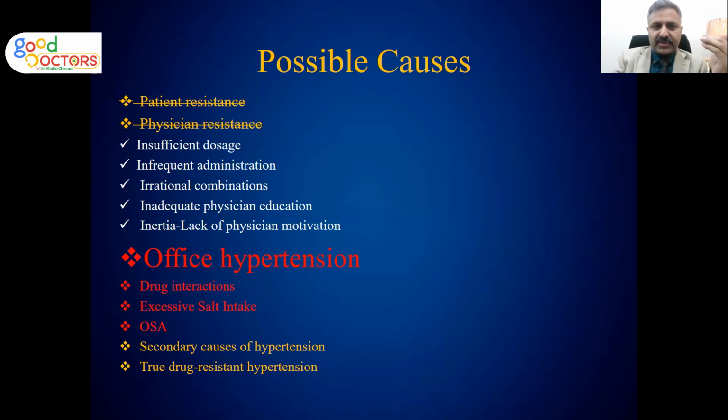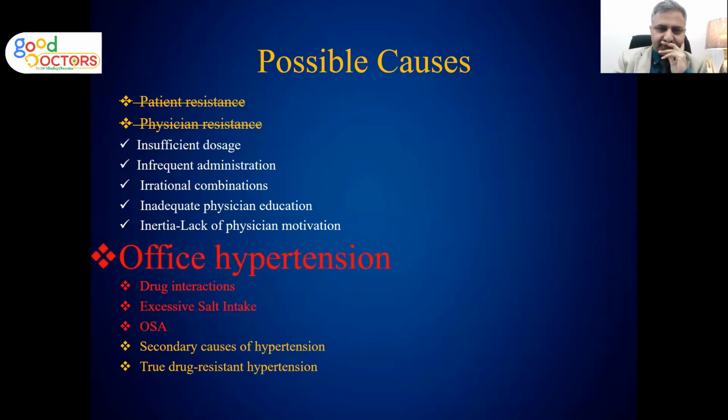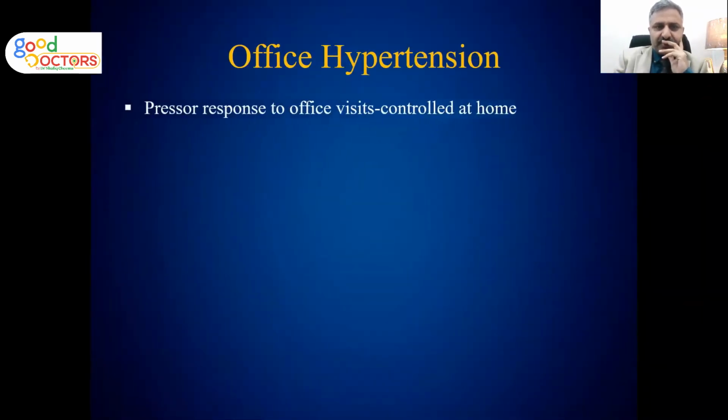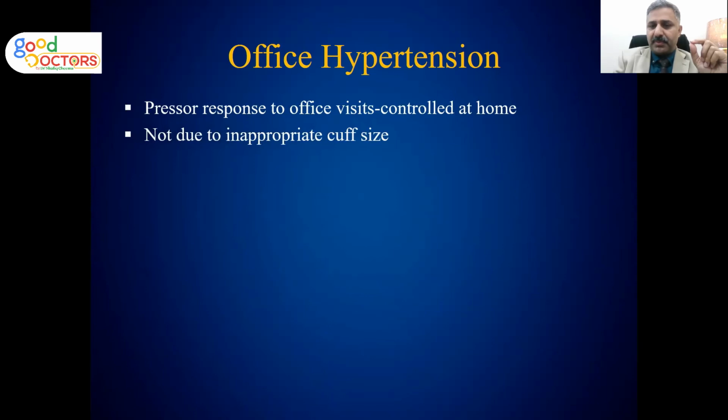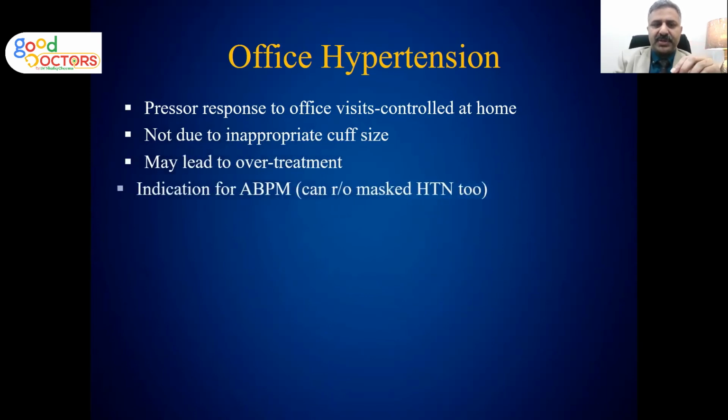Then comes, after patient factor, physician factor, the office hypertension or white coat hypertension. It's a pressure response to office visit. Blood pressure is controlled at home, but when you come to doctor's office, blood pressure goes up. Not due to inappropriate cuff size, may lead to overtreatment.